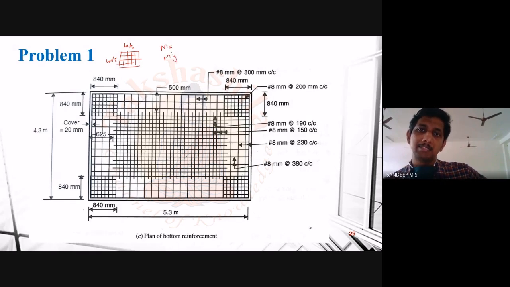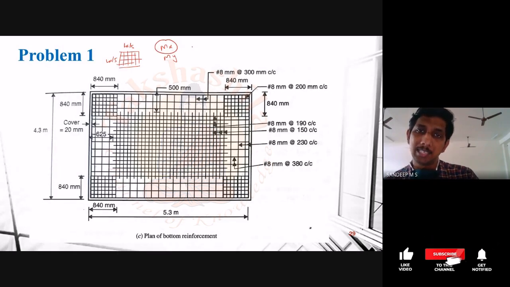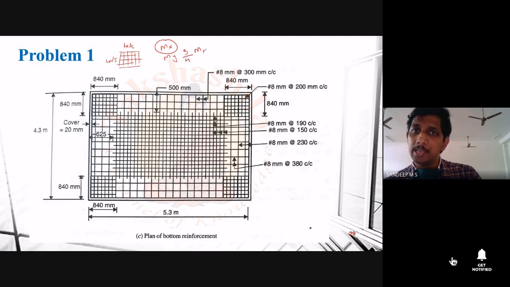You take the larger one of this. Let's assume that mx is larger. In this particular case, mx is larger. Then what you have to do? You have to find 3/4 of mx. And then you have to assume a diameter of what? Say, let's take 8 mm, 5 bars.